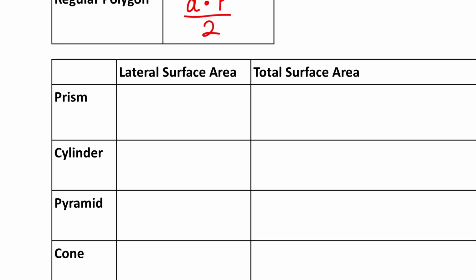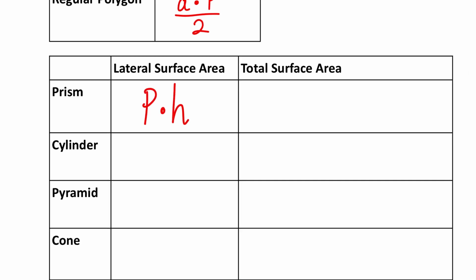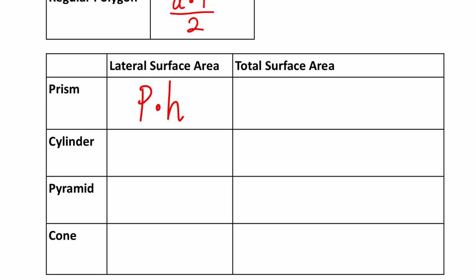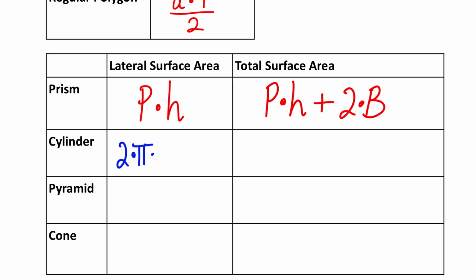So how do we find the lateral surface area of a prism? P times H. Okay, total surface area: P times H plus 2 times B. For a cylinder, lateral is 2 pi RH, and then total of a cylinder is 2 pi RH plus 2 pi R squared.